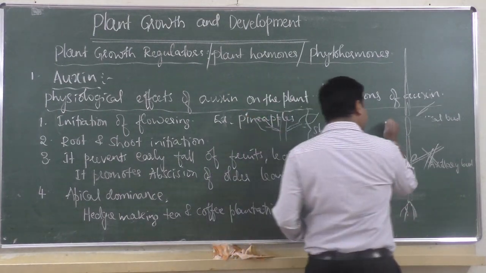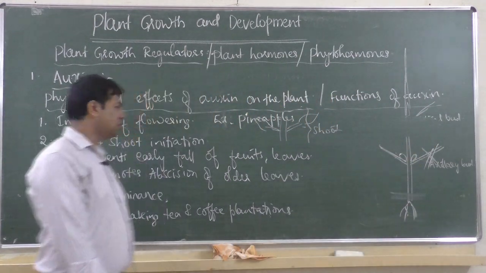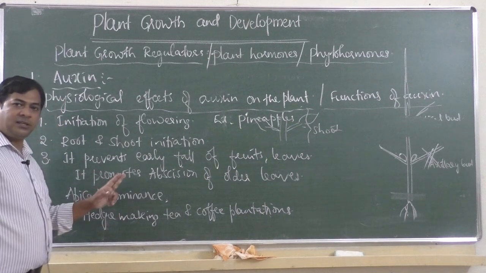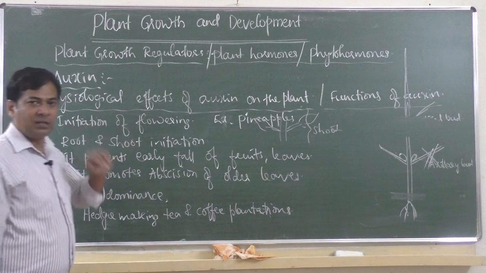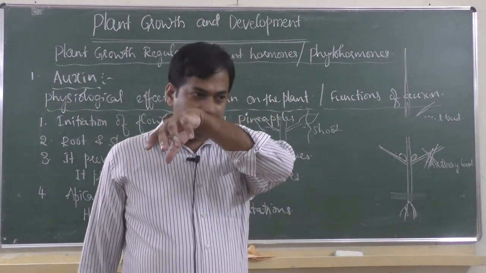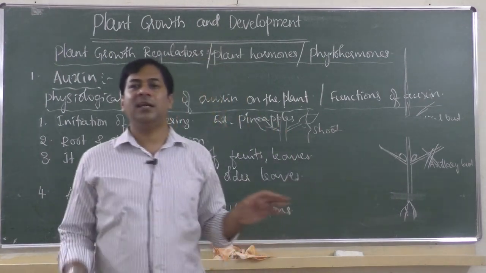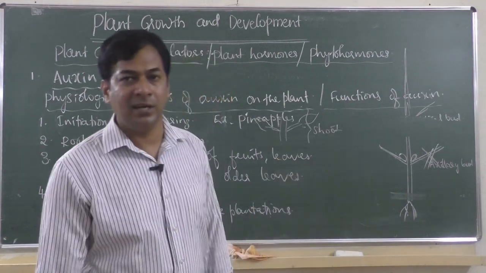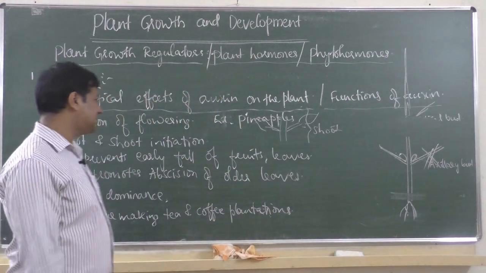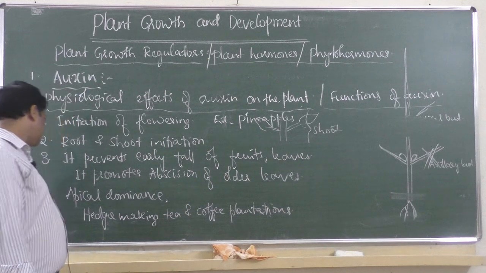So with a scissor, they cut this apical bud, then the axillary bud grows. To avoid apical dominance, they cut the tip. If the apical bud is cut, then the lateral bud will grow. Like the apical bud is dominating, if it is removed, then the axillary bud will dominate. If the apical bud is there, the axillary bud cannot dominate. So what causes that apical dominance? That is auxin.